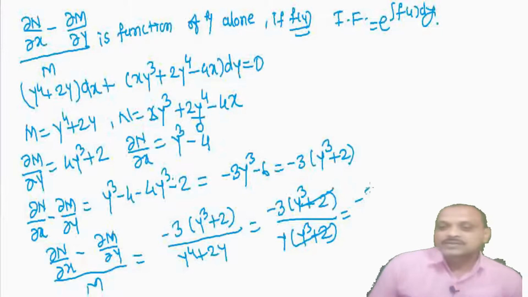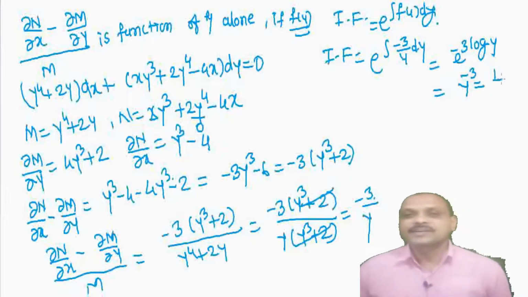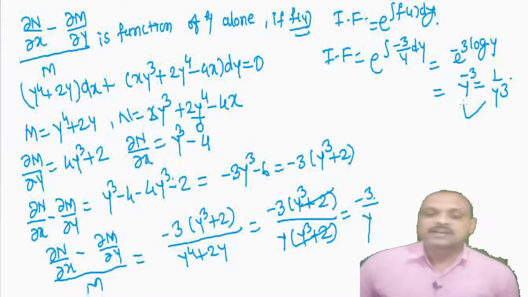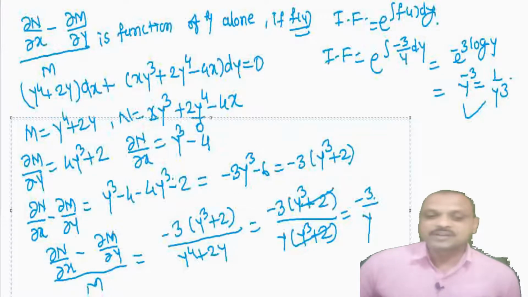So here the integrating factor is equal to e raised to integration of minus 3 divided by y into dy. This is equal to e raised to minus 3 into log y, or this is equal to y raised to minus 3, or 1 divided by y cube. This is the integrating factor. Now let us apply this integrating factor to convert this equation into an exact differential equation. We multiply by this term.